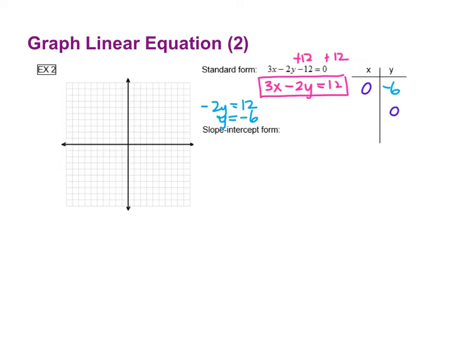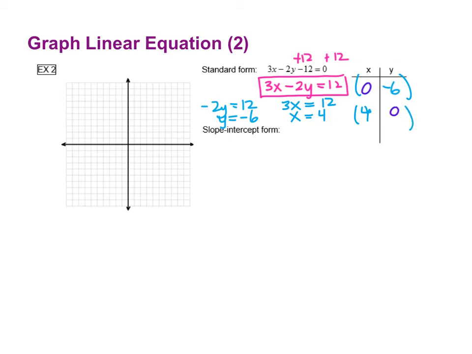Alright, now we're going to do the same thing for the y. Let's make this y a 0 so it cancels out this whole term, leaving us with just the 3x. So we're going to say 3x equals 12, divide both sides by 3, and x is equal to 4. So here's our two ordered pairs that we can graph.